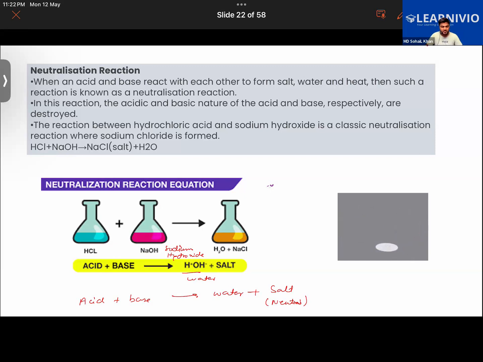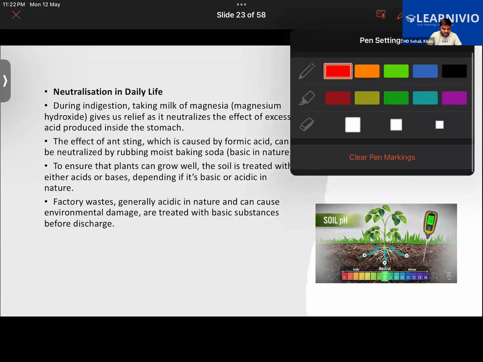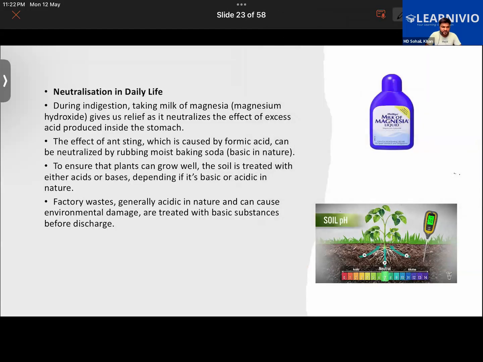Yes, sir. Good. There are different applications of neutralization in our day-to-day life. There are various instances where we can see neutralization happening in daily life. Like when people suffer from indigestion, there will be acidity, when there is an excessive amount of hydrochloric acid produced inside the stomach. So it leads to acidity now, gives a burning sensation, right?